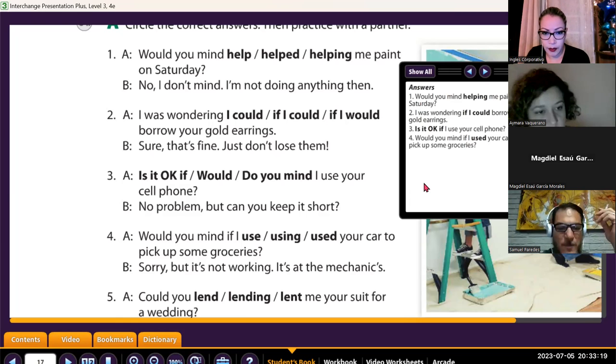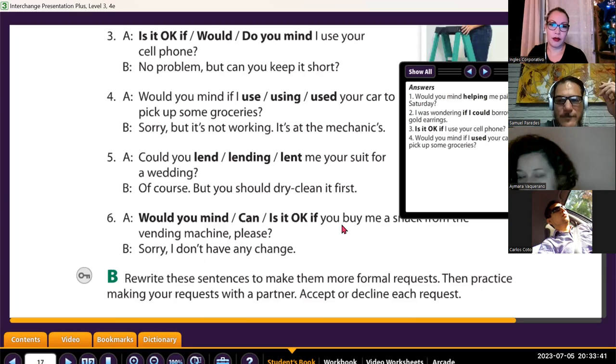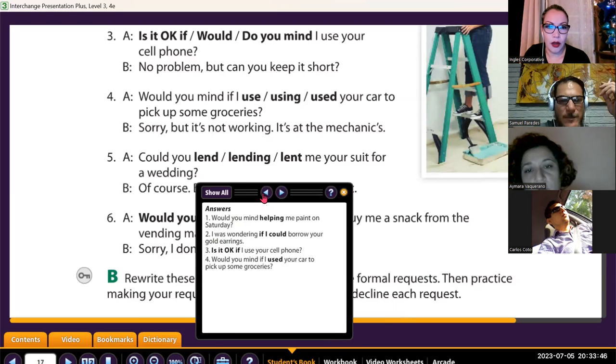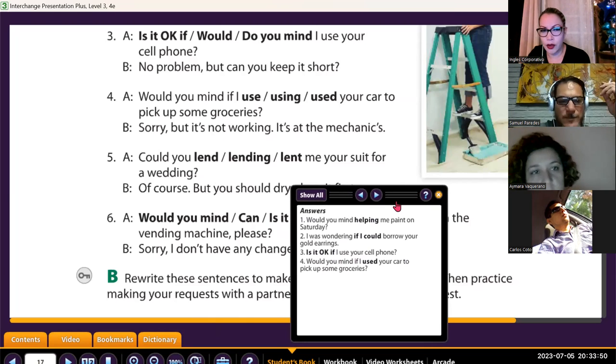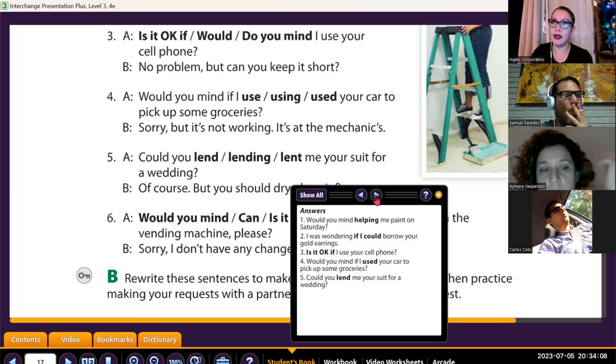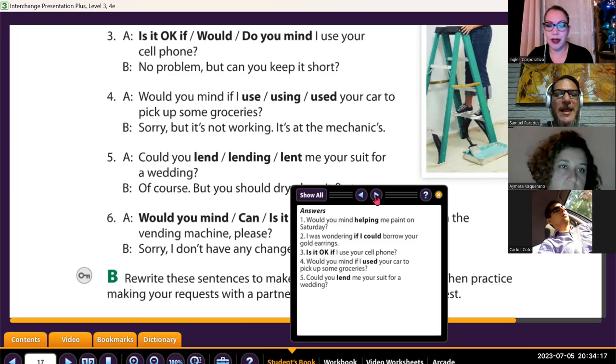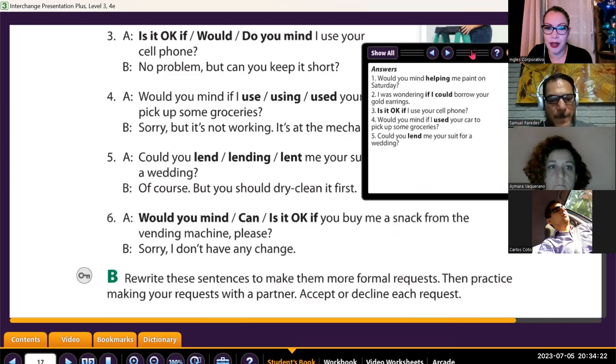Number five. Could you lend me your suit for a wedding? In that case, no. You lend. Solo cuando es mind y después va un verbo, se pone con ing, would you mind plus verb. But good. Es bueno para hacer el review. Excellent. Thank you so much for your participation.